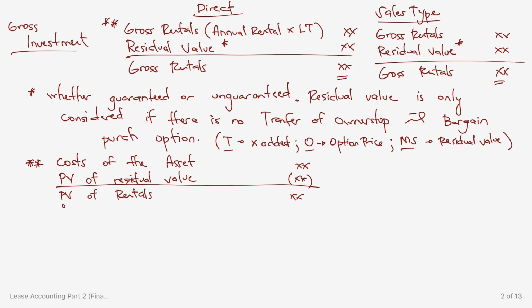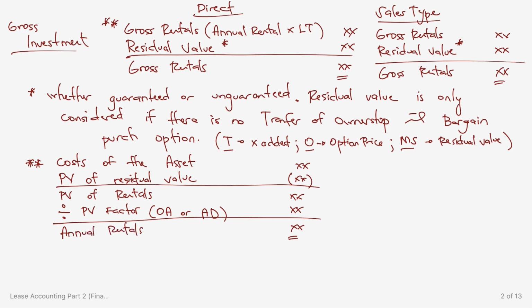Luwanag? Then, i-divide natin yan sa present value factor na ating gagamitin, whether ordinary annuity or annuity due. Ordinary annuity yung gagamitin if yung first payment is after one period pa. But if the first payment will be on day 1, ang gagamitin po natin will be annuity due. So, divide mo lang yun, yung present value factor, and then that's it. This will already be the annual rental, the annual rentals that will be receivable every year. Are we now good?